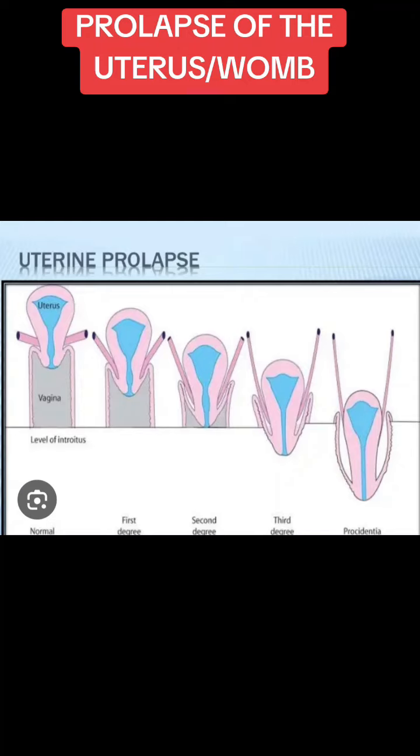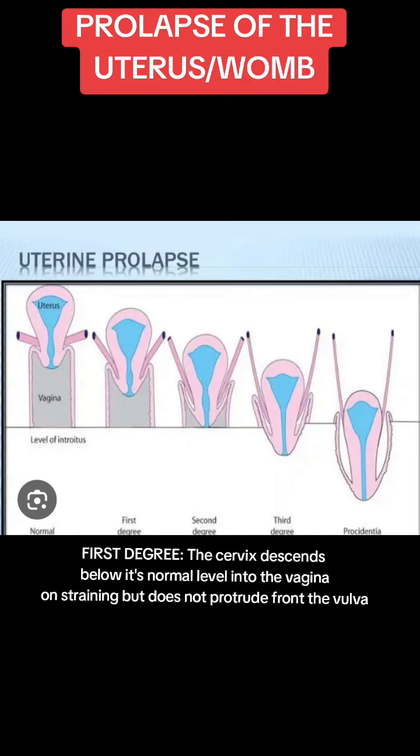So the first one is the first degree. With the first degree, the cervix descends below its normal level into the vagina on straining, but does not protrude from the vulva. So in this case, the cervix moves down a bit into the vagina when you strain, but it doesn't come out.